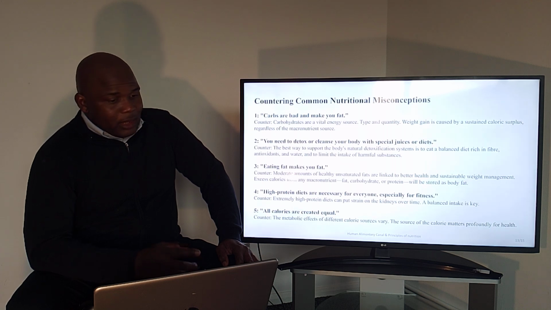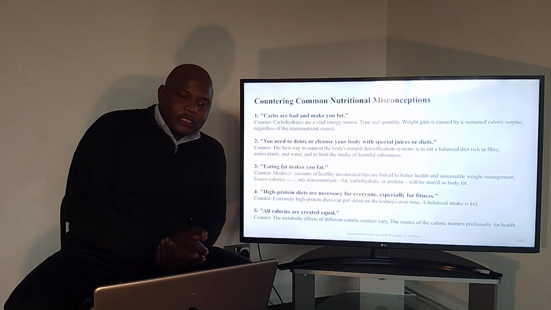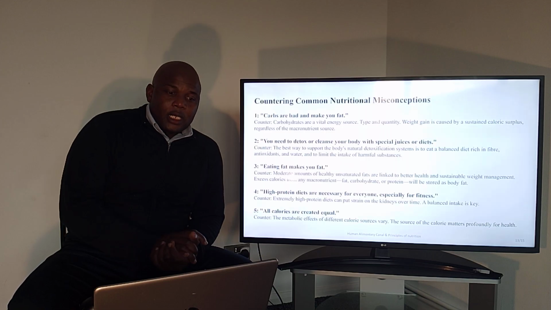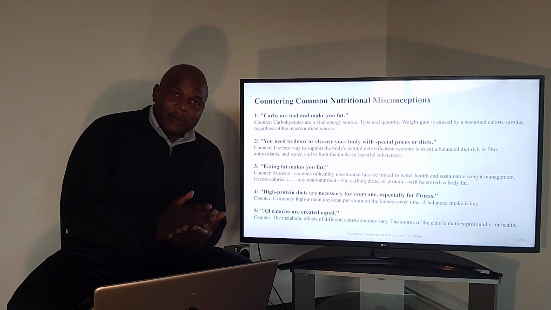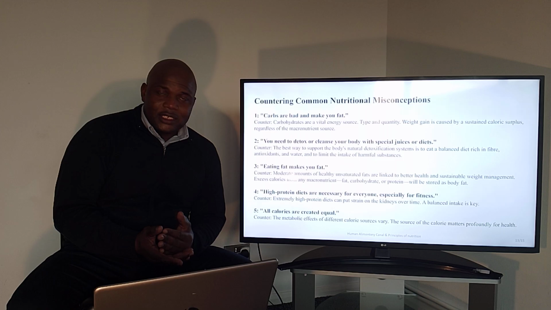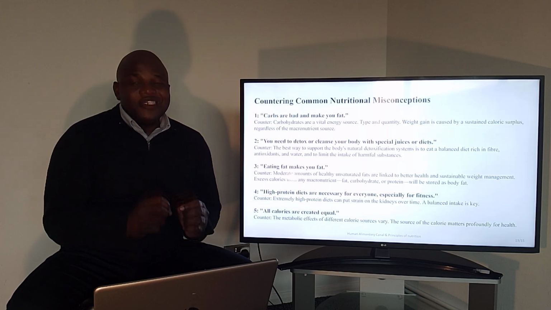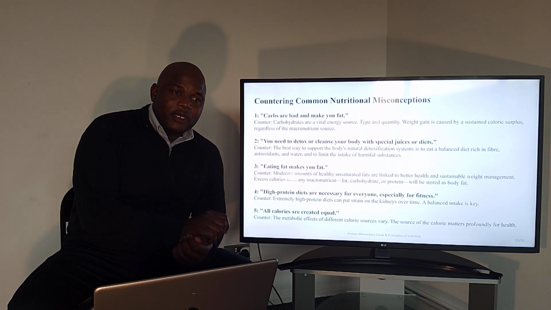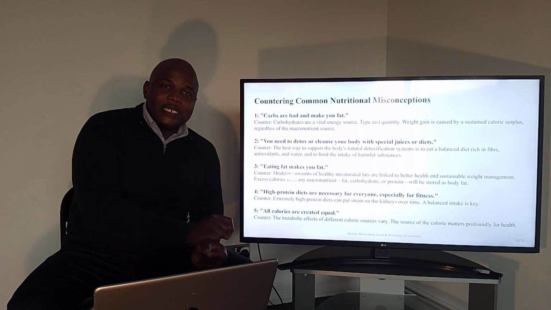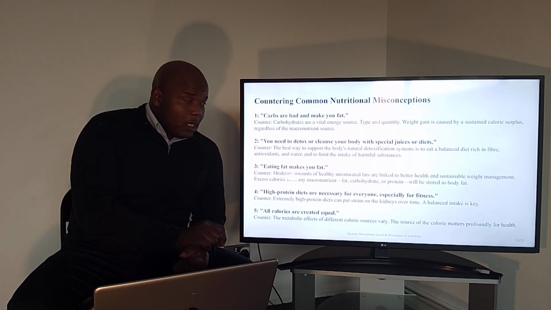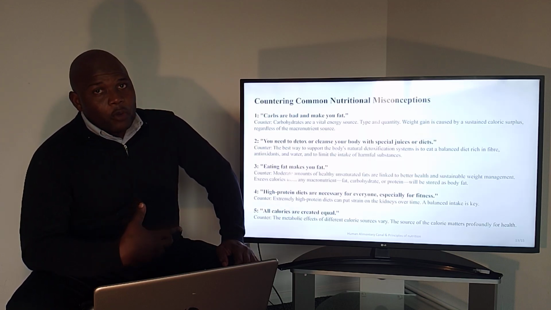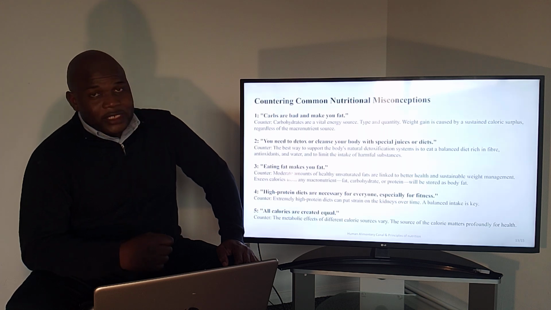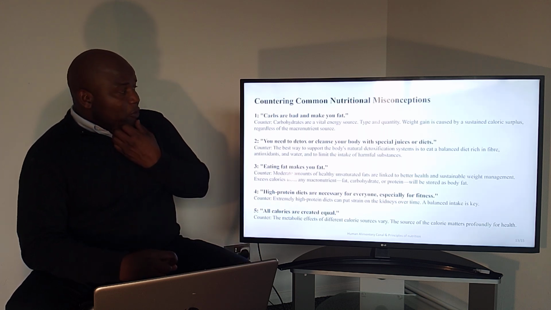Number one, carbohydrates are bad and make you fat. The counter to that is carbohydrates are a vital energy source for the body, and what is critical is the type of carbohydrates that you're taking and the quantity. Here moderation is the key. In the type you are having, choose the appropriate, avoid the junk carbohydrates, and focus on eating quantities that are appropriate for your body weight, or to maintain a body weight at an appropriate level.